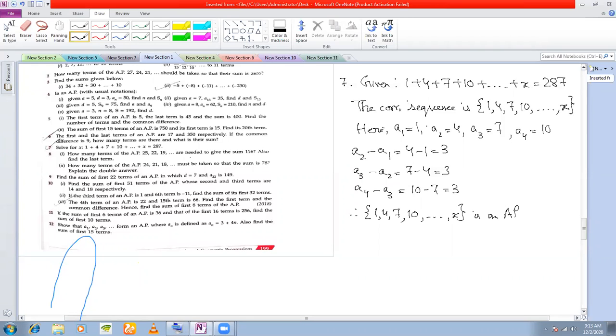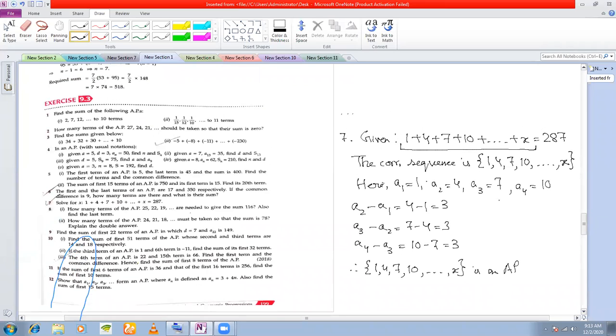And this sum that is given here, you know the formula for this sum. But the problem here is, before applying the sum formula, you need to calculate the number of terms. This is your first term, this is your second term, this is your third term, right?